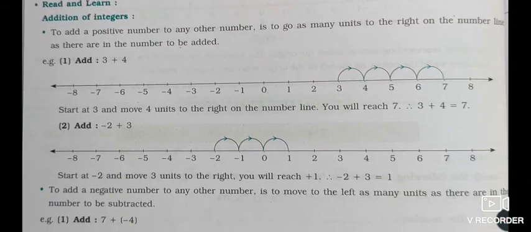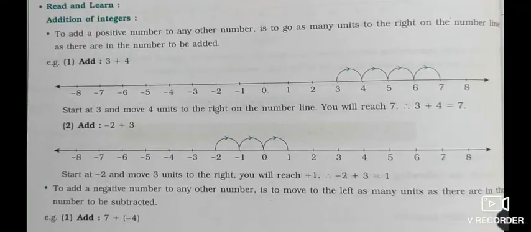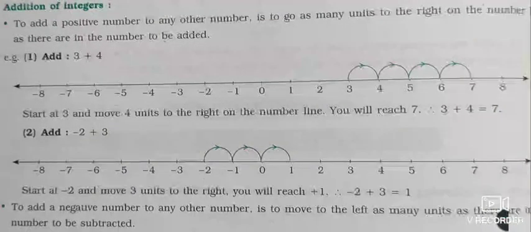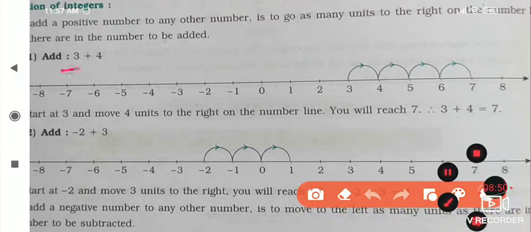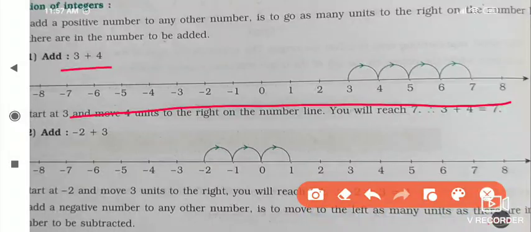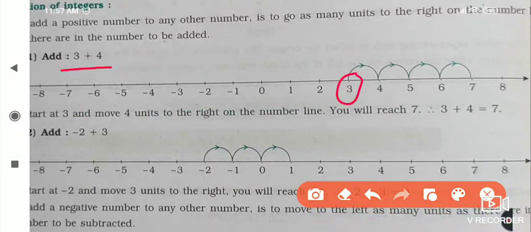Now next is the addition. So how to add the integers? Here an activity is given. First of all, what did they give us here? Numbers given, 3 plus 4 we have to do. So on this number line, where is 3? Yes, 3 is here. And to it what do we have to add? 4 we have to add.